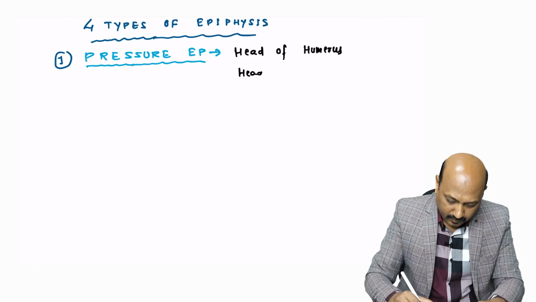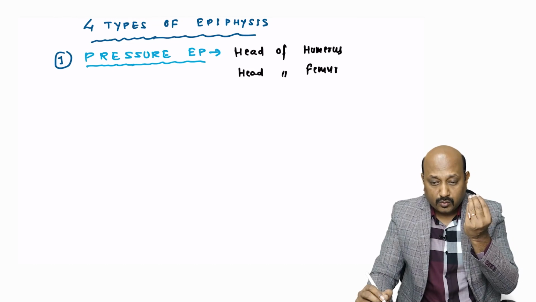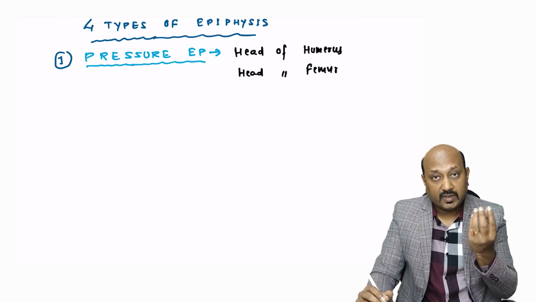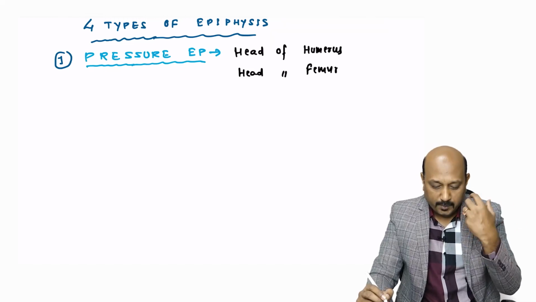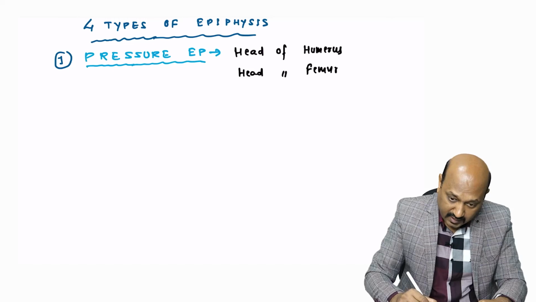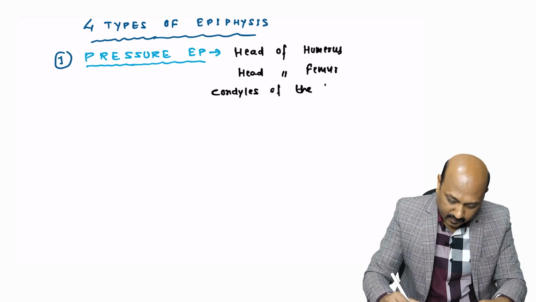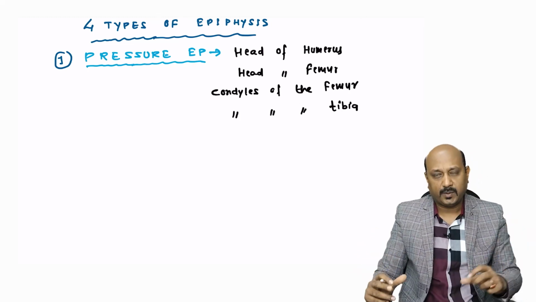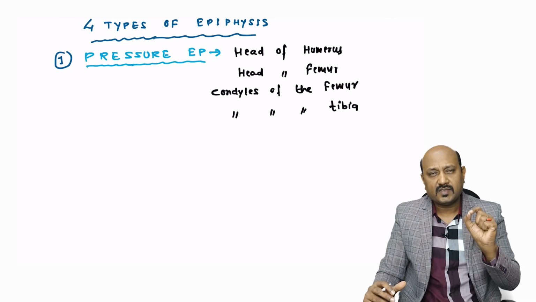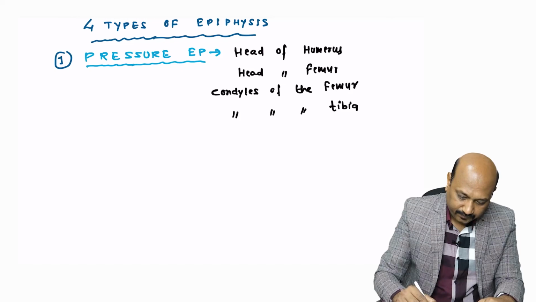head of the femur. Then we have the condyles of the tibia and the condyles of the femur; they also participate in the formation of the joint. So these are again examples of the pressure epiphysis. What are the other examples? Yes, the condyles of the femur, the condyles of the tibia. So these are examples of the pressure epiphysis. If you see the pressure epiphysis, they always make a joint, right?